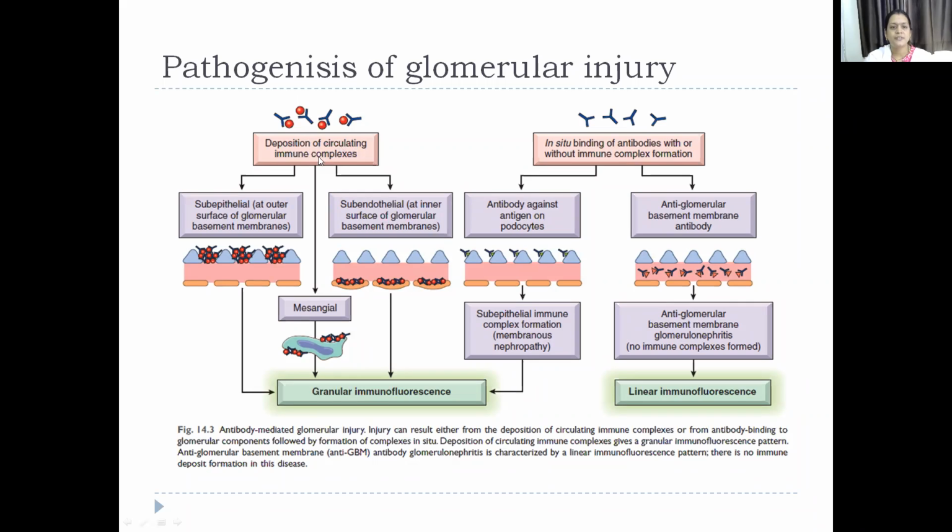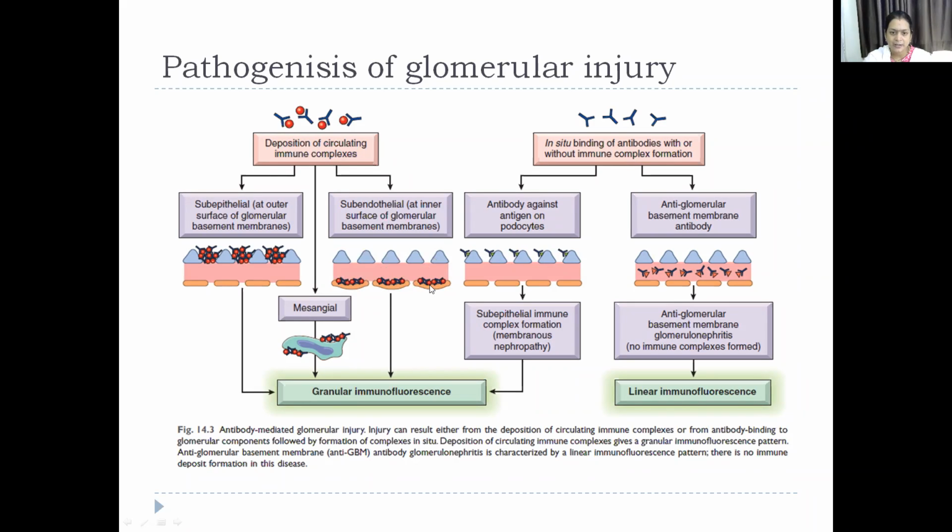So the deposition of circulating immune complexes. These can be present subepithelially, or they can be present subendothelially. You know, this is the fenestrated endothelium, this is the epithelial layer, this is the basement membrane.